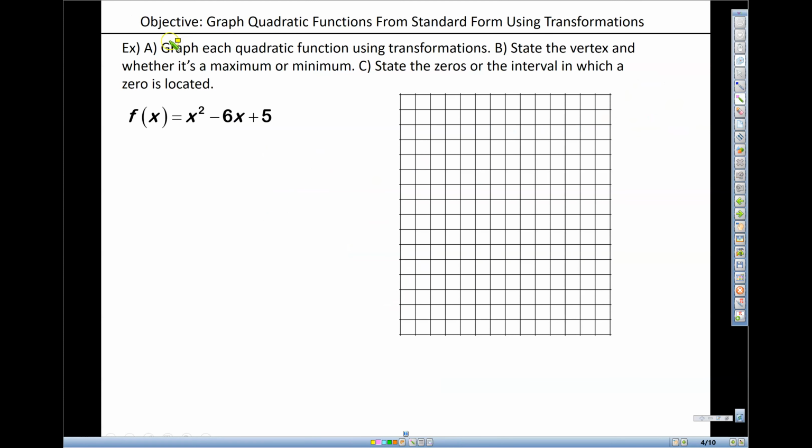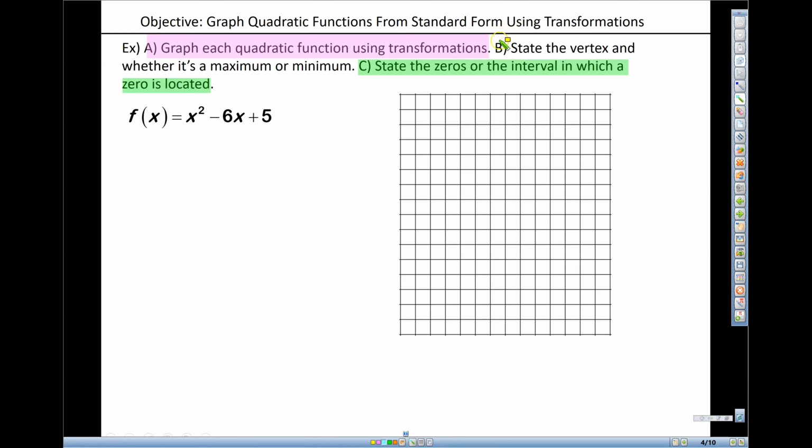So, instructions. We are to do part A, graph using transformations. So it's going to start off a little differently than we've already done, but it'll end up the same. And then once we have a graph, part C, after we have a graph, we'll state the zeros or the interval in which a zero is located. We'll need the graph before we can do that.